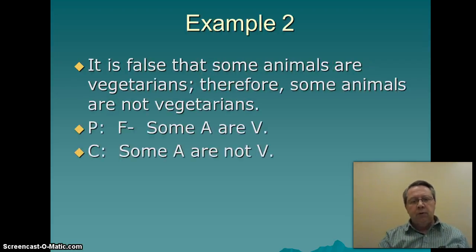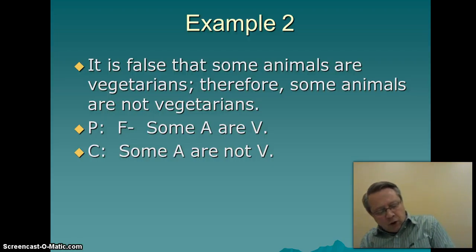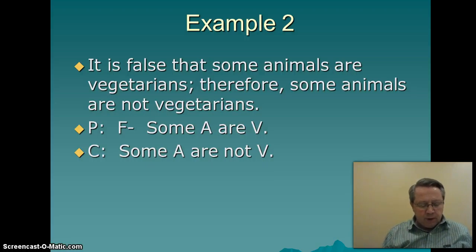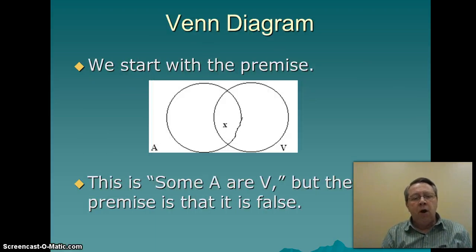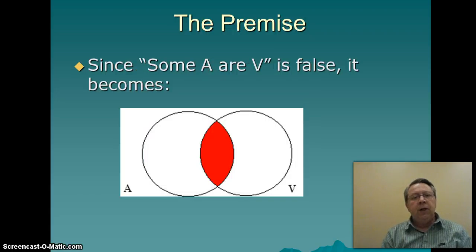Let's look at example number 2. It is false that some animals are vegetarians. Therefore, some animals are not vegetarians. So when we look at this, we start with the premise: some animals are vegetarians. But the premise is that it is false. So because it is false, it now becomes this, which would be no vegetarians, or no animals are vegetarians. If we remember back to what an E statement looks like when it's diagrammed. So it becomes this.